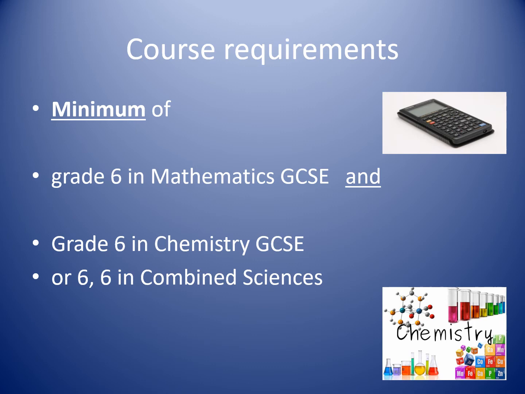So in order to study A-level chemistry, you need a minimum of a grade 6 in Maths GCSE. The maths really gives us an indication of how people are able to apply knowledge and solve problems.